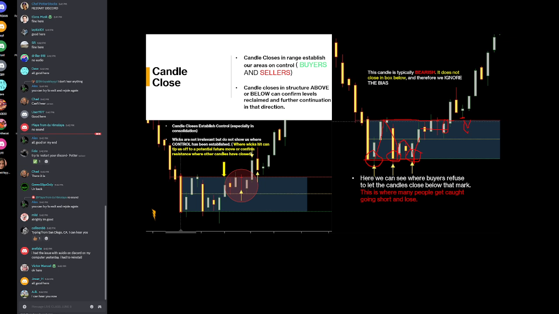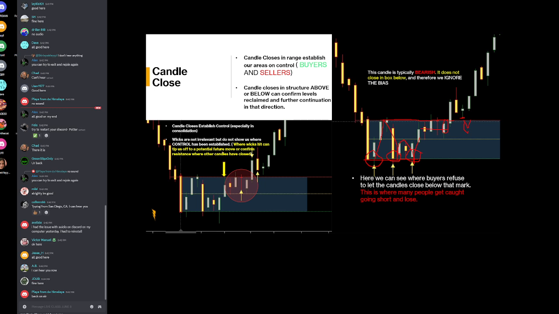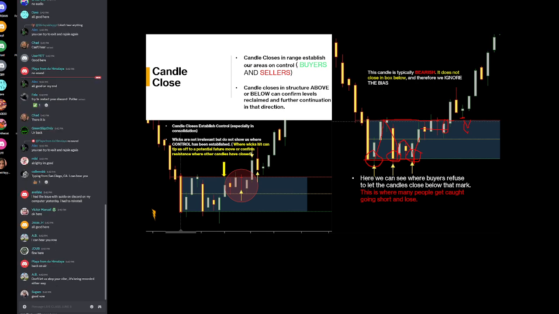Okay. All right. So let's talk about this, because again, we've got a lot of time, plenty of time. I'm not in a rush. Candle closes establish control, right? Candle closes and range establish our areas of control between buyers and sellers.